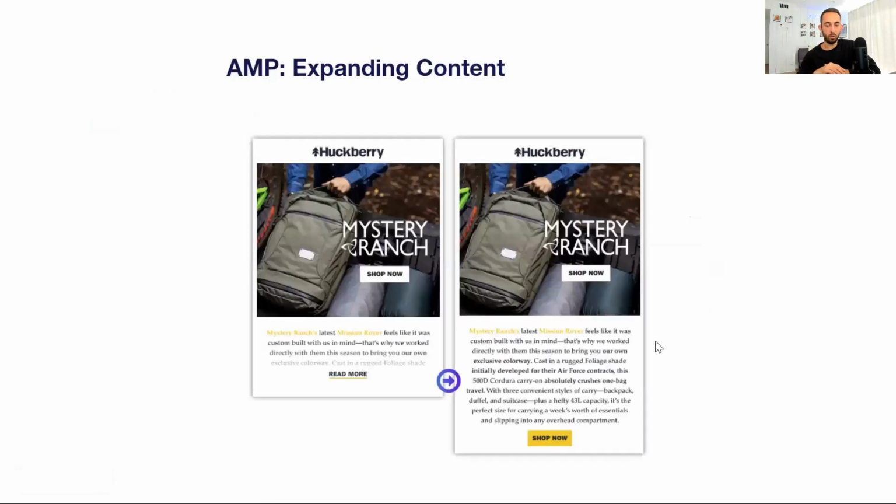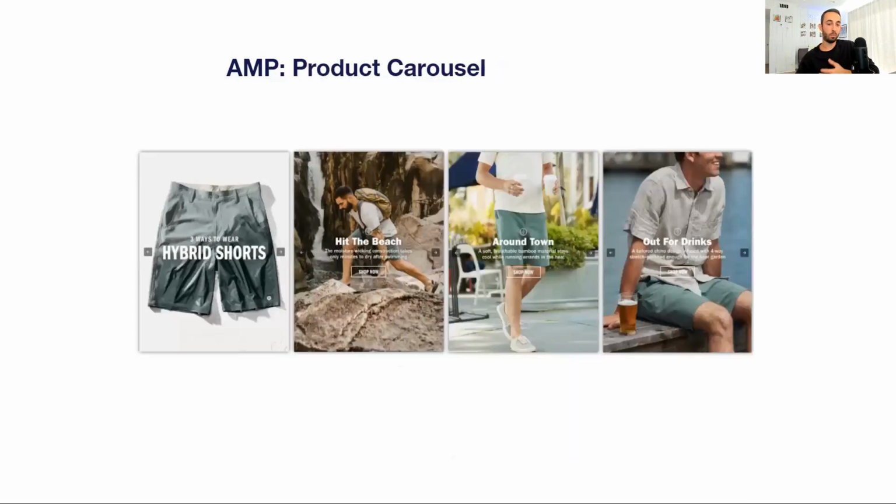So this is an example of expanding content. The left-hand side is the part that you see in the email. If you want to see the whole right-hand side, just click that read more button within the email, right? And it expands. It's really cool. And then here is a product carousel. This is a really nice thing to be able to rotate between products within an email, right? You can go from left to right, right to left, and so on and so forth.